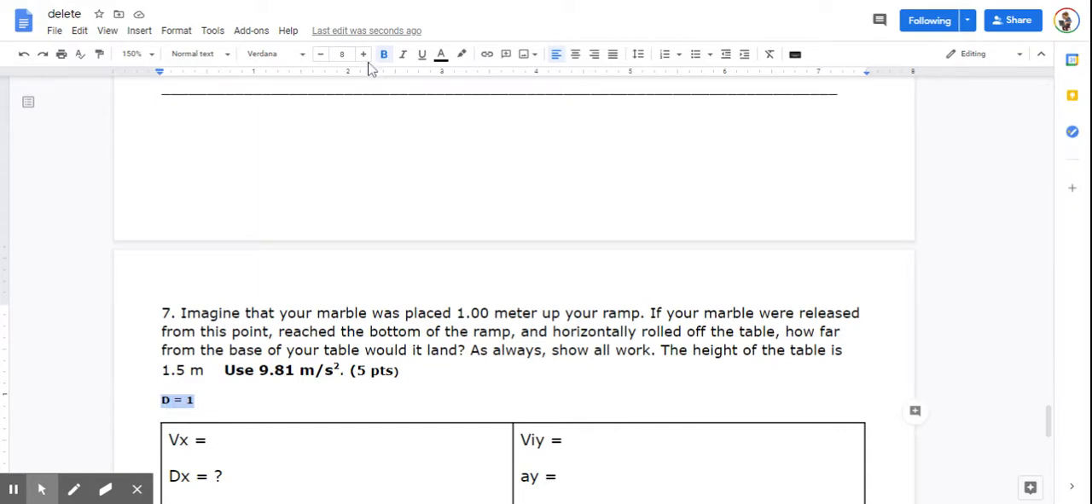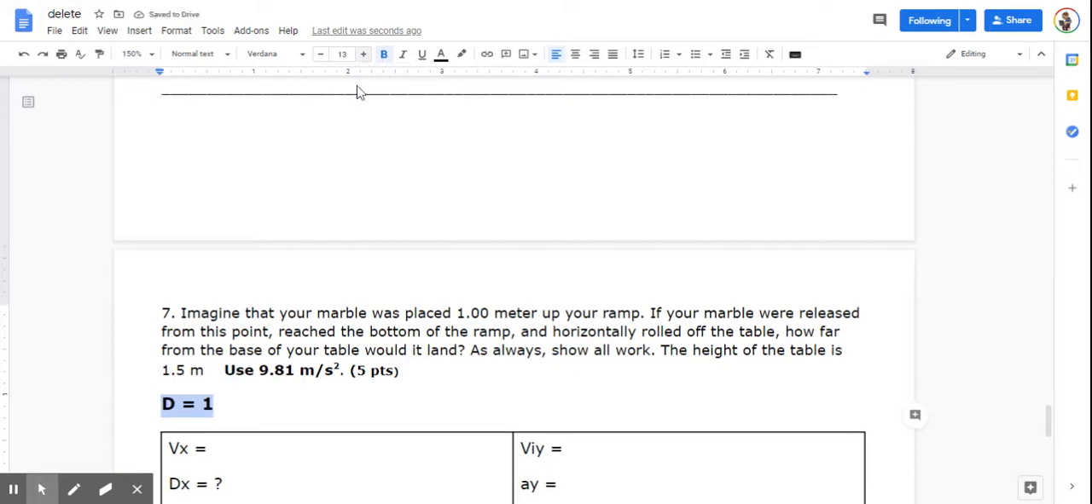It's really a two-part problem, because the first thing you have to find out is how fast the marble will be when it rolls down this ramp. Let me just back up. Here's the scenario. You place the marble at the top of the ramp, the same ramp that was used in this lab, 1 meter up the ramp. So you know what that means? That when it comes to the bottom of the ramp, it will have traveled 1 meter.